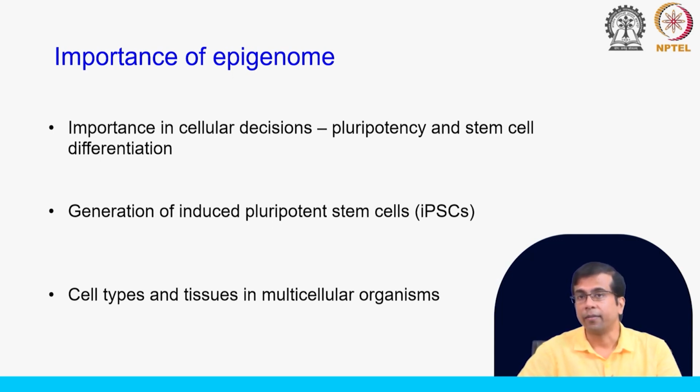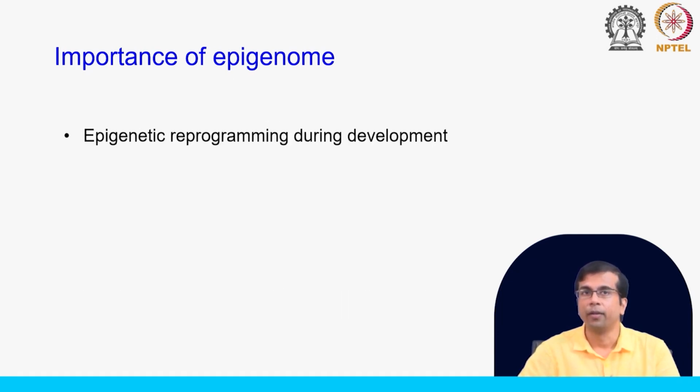This again comes to the epigenetic modifications, because they can specify which genes will be expressed in which tissues and which cell types, or which genes will be silenced in which tissues and cell types. So, this is again determined by the epigenome or the epigenetic modifications that we talked about.